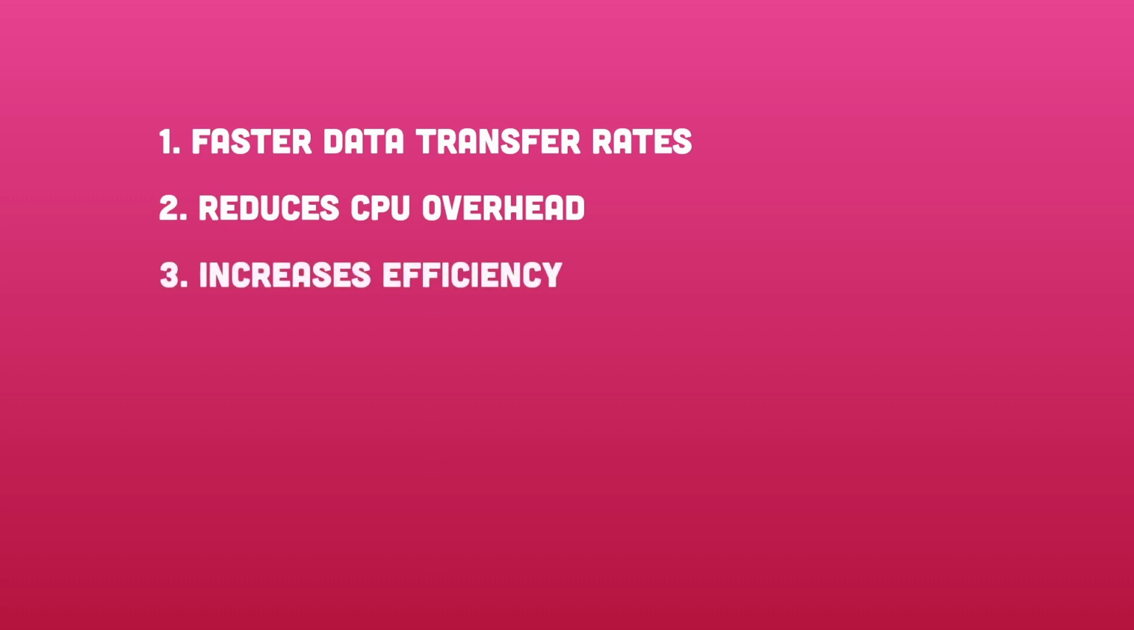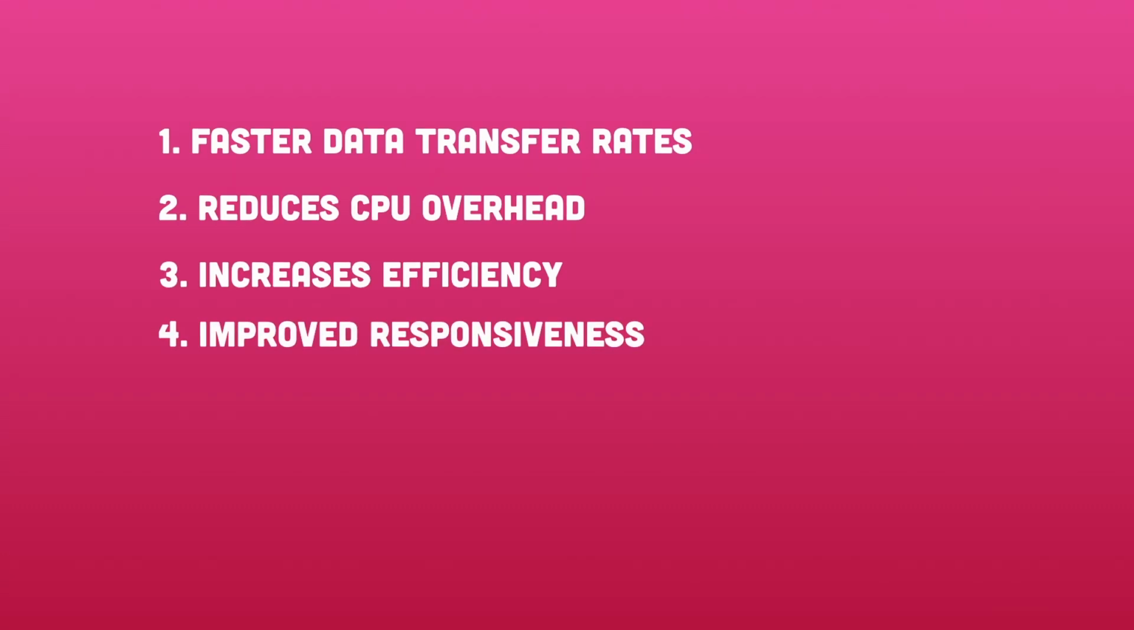The DMA allows for more efficient use of system resources, reducing the time required for data transfer and freeing up the system resources for other tasks. Improved system responsiveness. The DMA can improve the system responsiveness by reducing the time required for the data transfer and allowing the CPU to perform other tasks.